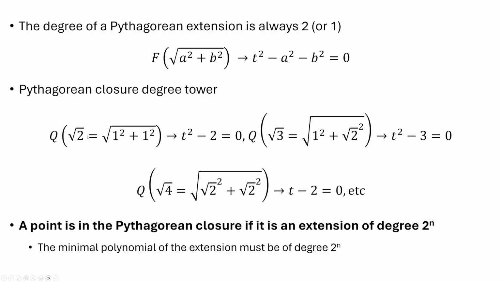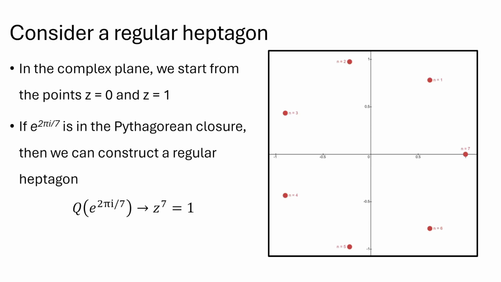So if you start here with like square root of 2, if you adjoin that, then degree 2. If you do 3, it's degree 2. 4, square root of 4 is 2, and 2 is already in the rational numbers, so that one has degree 1. Anyway, the point is, a point is in the Pythagorean closure if it is an extension of degree 2 to the n. And that means that the minimal polynomial of the extension has to be degree 2 to the n.